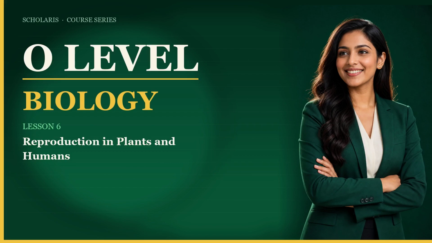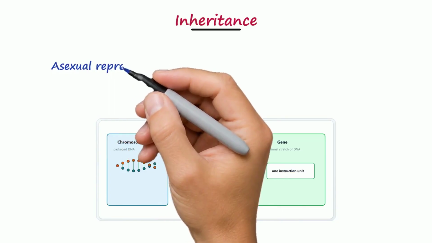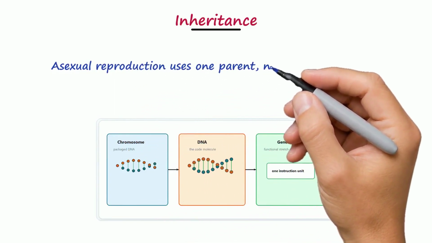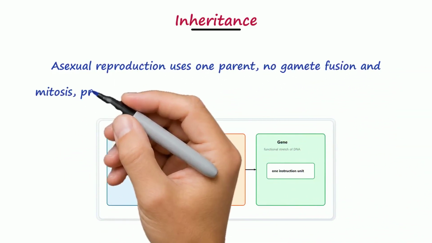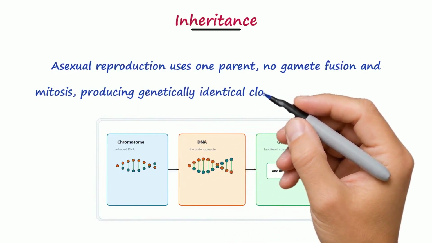Welcome to O-Level Biology. This is Lesson 6, Reproduction in Plants and Humans. Asexual reproduction uses one parent, no gamete fusion and meiosis, producing genetically identical clones except for mutation.